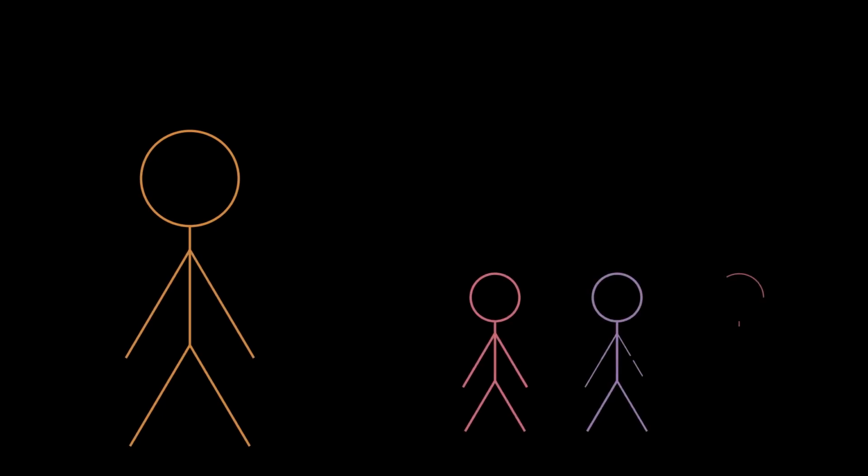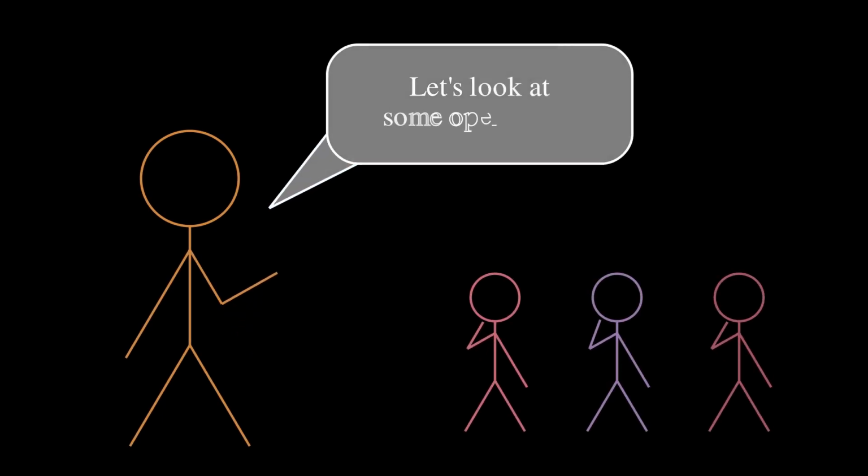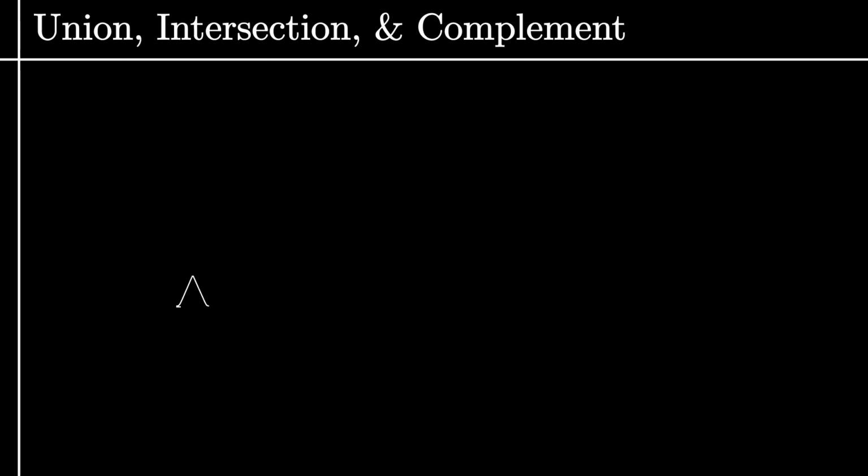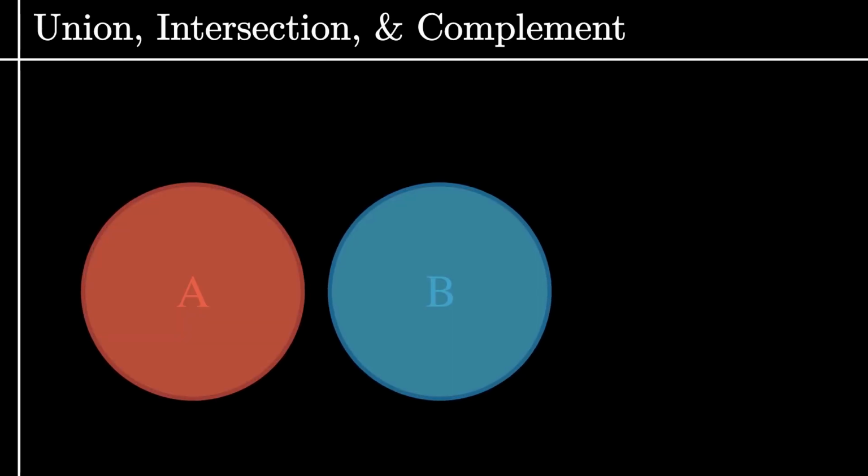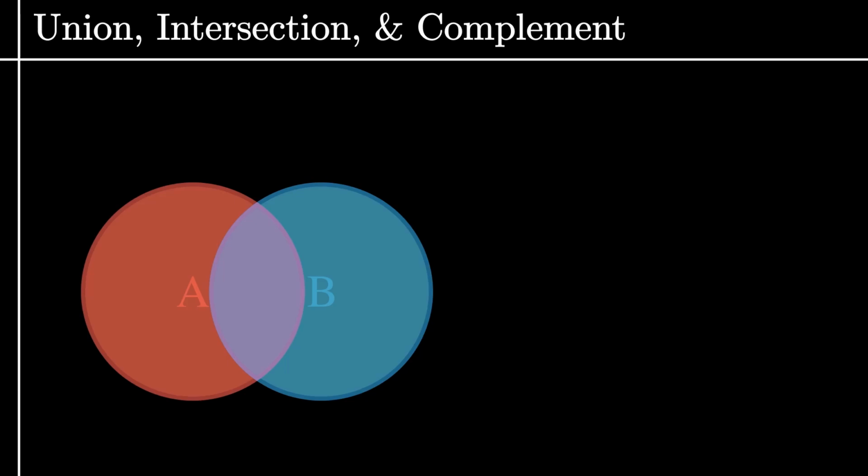Now that we have the basics of sets down, we can start looking at operations we can use on them, namely union, intersection, and complement. Let's say we have two sets, A and B, where the elements of each set is the infinite collection of points within their boundary. So, for example, this point is a member of A but not B, this point is a member of B but not A, this one of both, and so on.